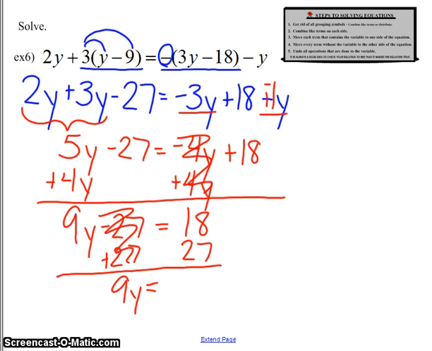18 plus a 27, we have 7 plus 8 is 15. Carry the 1 and we get a 4. And in the home stretch, let's divide both sides by that 9. They cancel, and we get y equals 5.